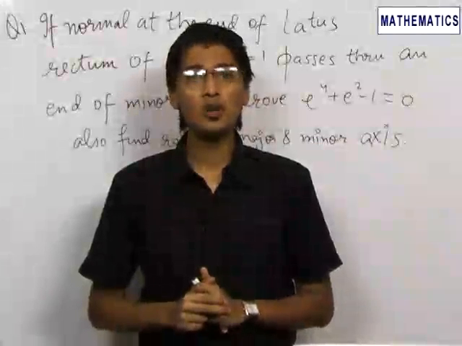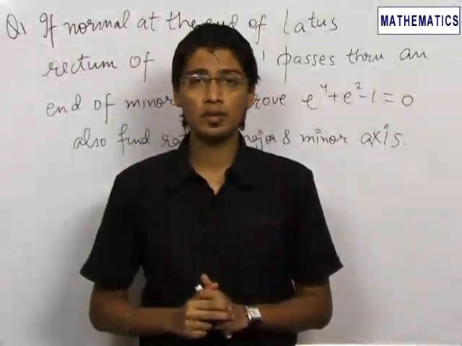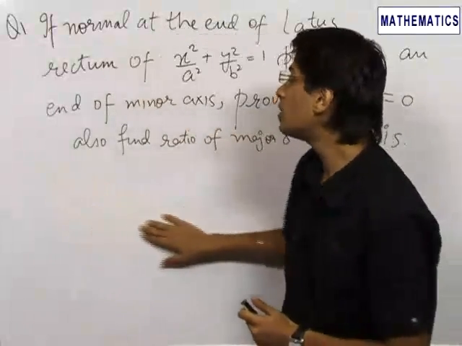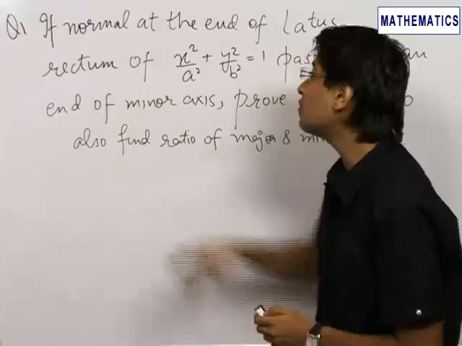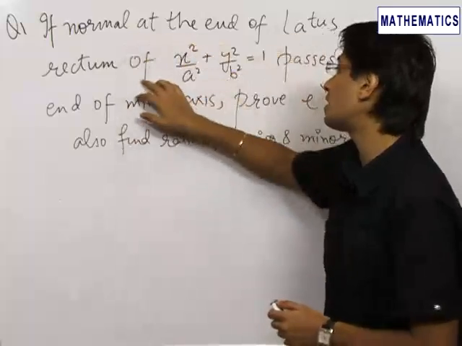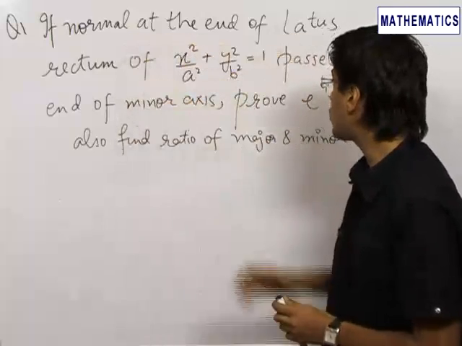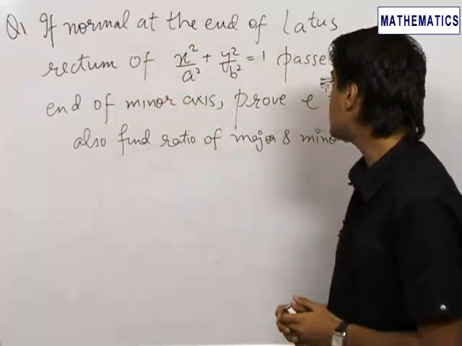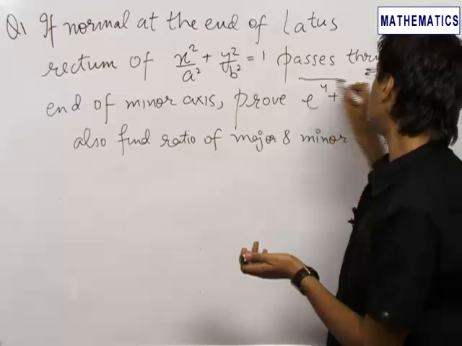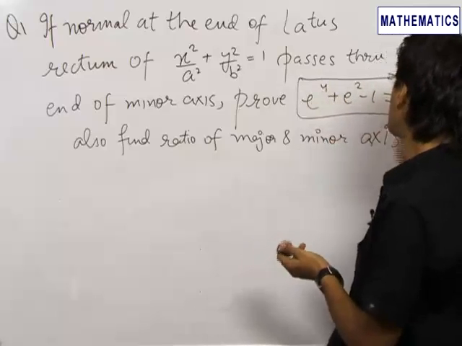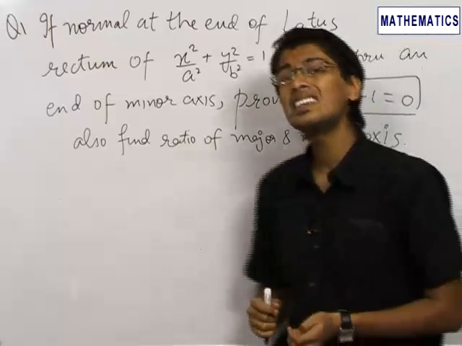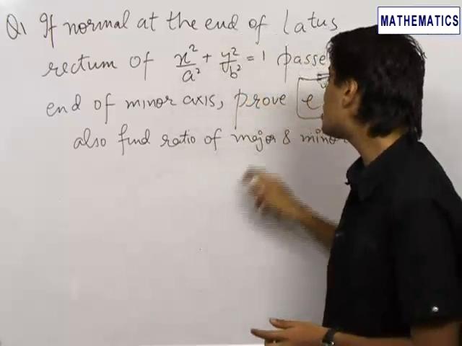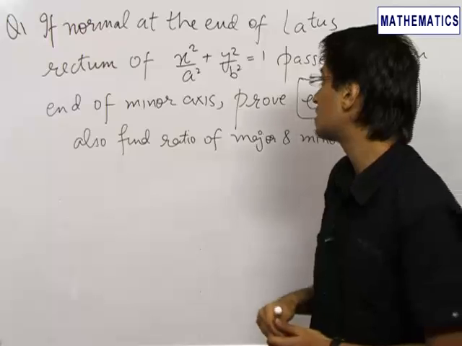So the next chapter which we are going to cover is the second chapter of conic sections, that is the ellipse. Getting started with the first problem, we are given that if the normal at the end of a latus rectum of x square by a square plus y square by b square is equal to 1 passes through an end of the minor axis, then we need to prove the relation e power 4 plus e square minus 1 is equal to 0, where e is the eccentricity of the ellipse, and also we need to find the ratio of the lengths of the major and minor axis.